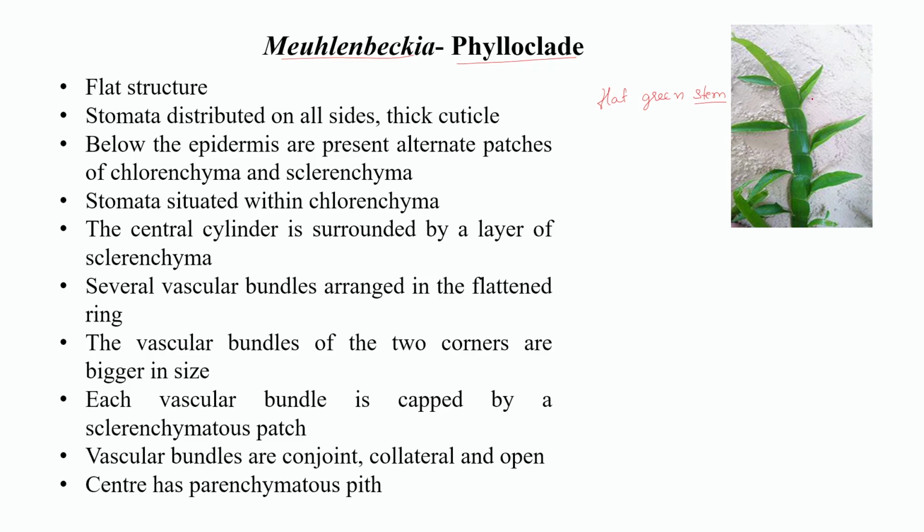Now, this is a picture of Muhlenbeckia. You can see all the structures are appearing green in color, but this is the stem. You can easily make out by the presence of nodes and internodes. From the nodes, leaves are actually coming out, but the stem is modified as a flat structure and it is green in color, so definitely it will perform photosynthesis.